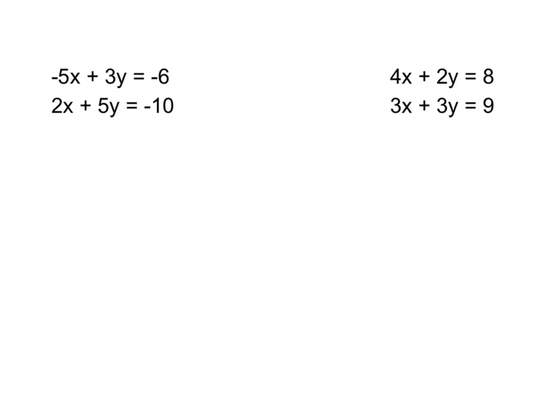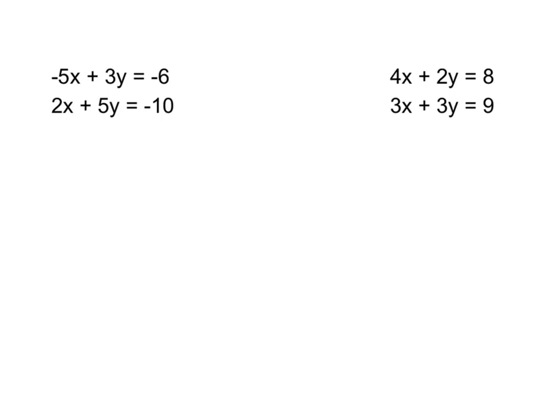All right, so finally we have two more examples. And we're going to follow through the same process as the earlier ones. So first, check to see if we have opposites. Negative 5, positive 2, nope. Positive 3, positive 5, nope.